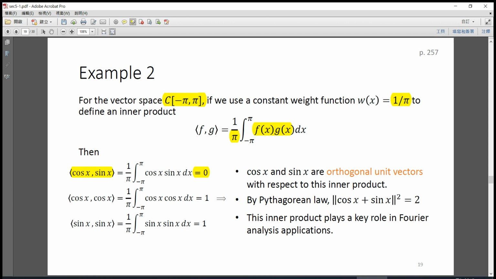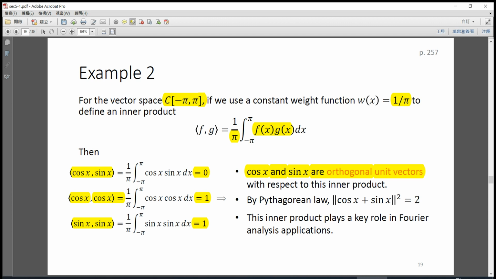Next, we compute the inner product of cosine x and itself, which equals 1. And this means the norm of cosine x equals 1. And thus, cosine x is a unit vector because its length is 1. Next, we compute the inner product of sine x and itself, which also equals 1. And this means the norm of sine x is 1. And so sine x is also a unit vector. Therefore, we say cosine x and sine x are orthogonal unit vectors.